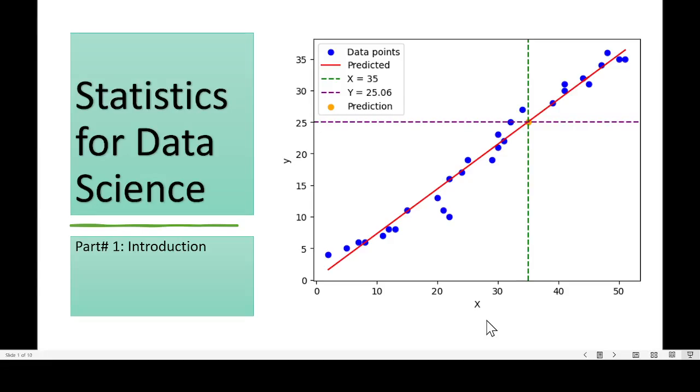Bismillahirrahmanirrahim. Statistics for data science. In this series, we will discuss various statistical methods for data science. Here, no particular sequence will be followed. In this tutorial, we will learn about solving problems with Python.